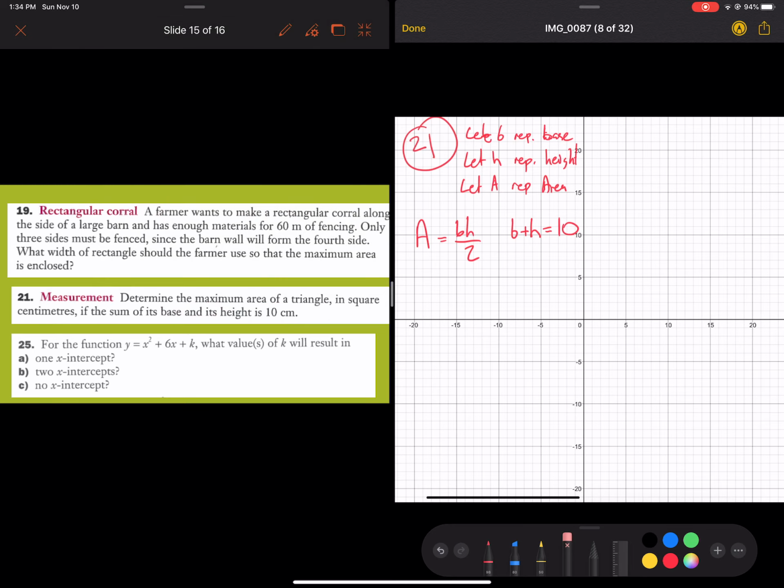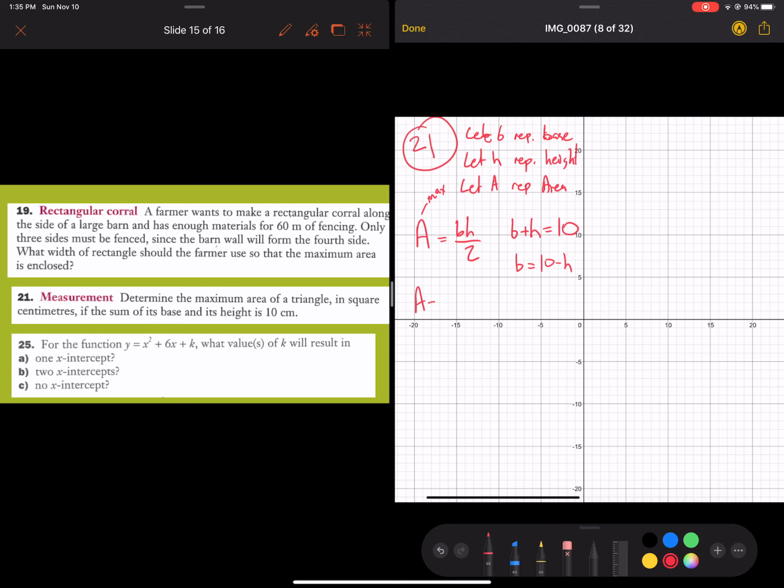So now we have two relationships. The point of this whole thing is to maximize. This is a max. So somehow we're going to make area a quadratic, and its max is going to end up being our maximum area. But this is not a quadratic yet. What we can do is rewrite this as base equals 10 minus height, and we can substitute it in for the base.